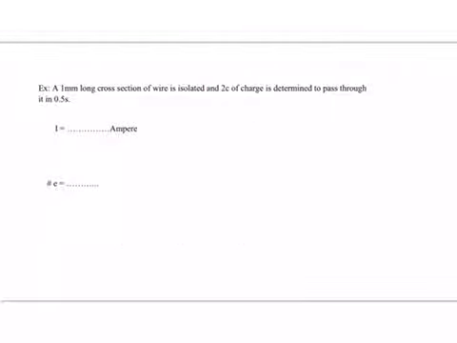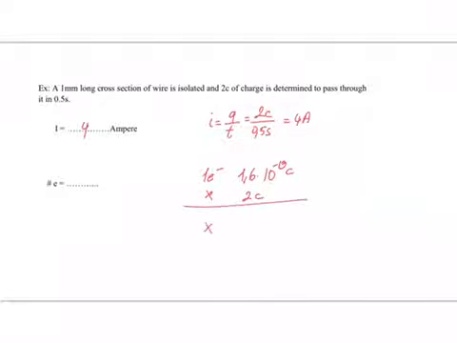A 1 mm long cross section of wire is isolated and 2 coulomb of charge pass through it in 0.5 seconds. So the current is equal to charge over time, 2 coulomb in 0.5 seconds, which is equal to 4 ampere. For the number of electrons, again one electron carries a charge of 1.6 times 10 to the minus 19 coulomb. So how many electrons carry 2 coulomb of charge? It is 2 over 1.6 times 10 to the minus 19 electrons.